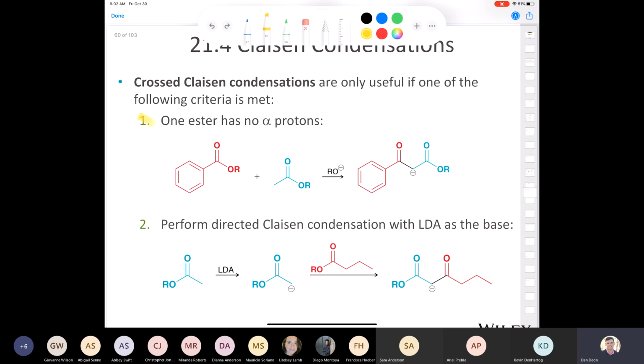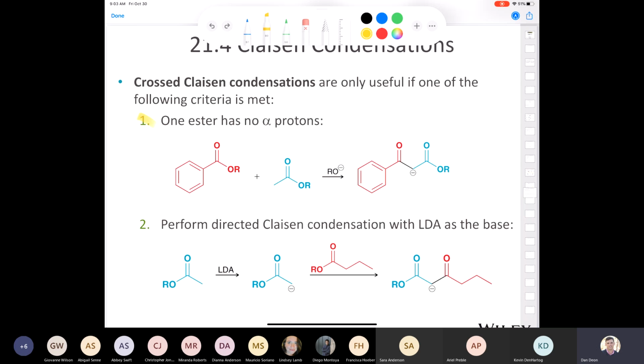Well, in that case, when you treat this ester, which does have 1, 2, 3 alpha protons here, it's going to deprotonate, and then it's going to react with the one that has no alpha protons. Now, again, I'm really dogging on this today, but you might think, okay, well, couldn't that enolate react with another molecule of the same ester? Yeah, I suppose it could, but it's one way to at least limit the number of products.